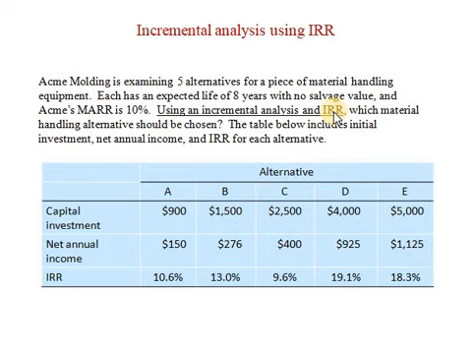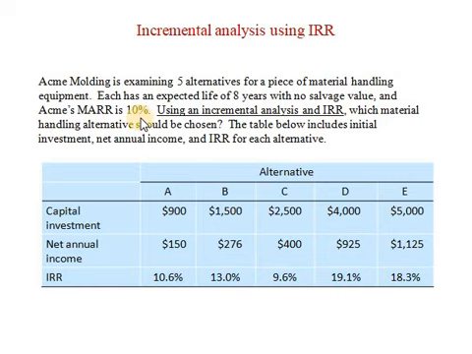Now, which is gonna be the best option? First of all, I need to compare the MAR, which is 10%, to the IRR of each project or each alternative alone. Now, the IRR of A is 10.6. Is it greater than the MAR of 10%? Yes, so it stays for the comparison. B is 13%, greater than the MAR of 10%. So yes, it stays.